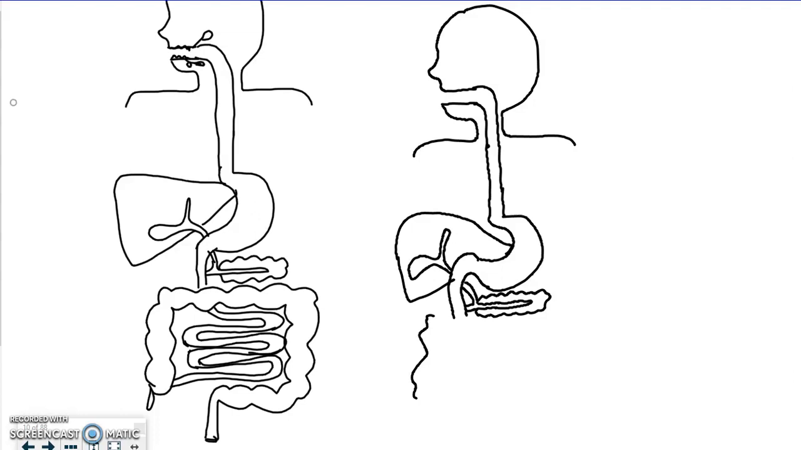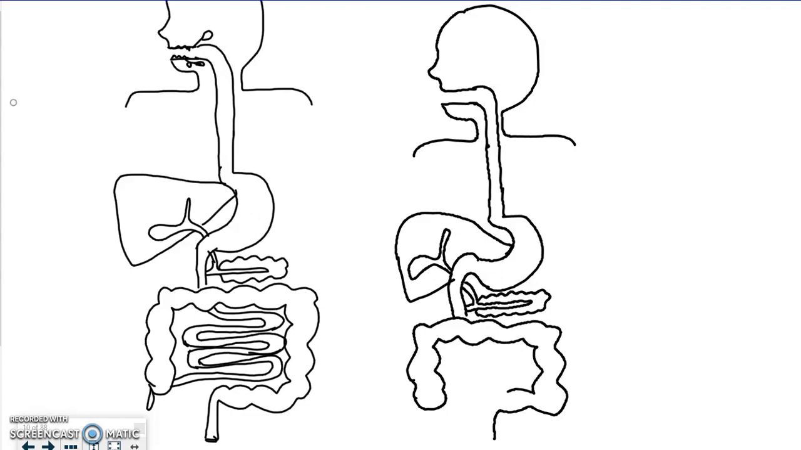I'm going to make that a little straighter. Going straight up, squiggly line, then down, cross, and straight down. Now a complementary line, and straight down, leading to a sphincter at the bottom, which is the anus.